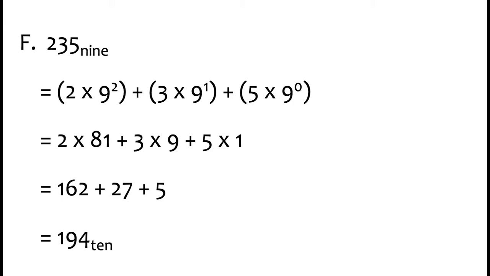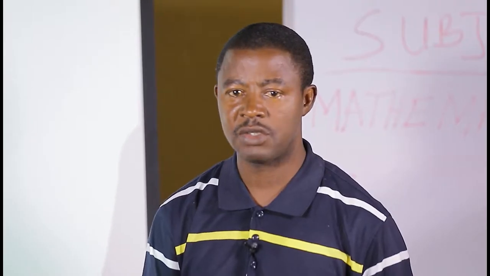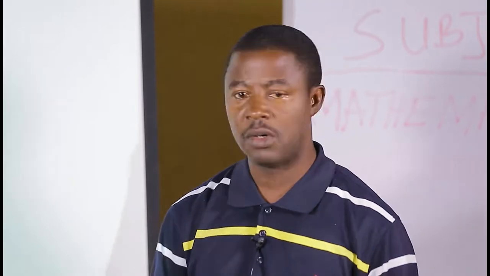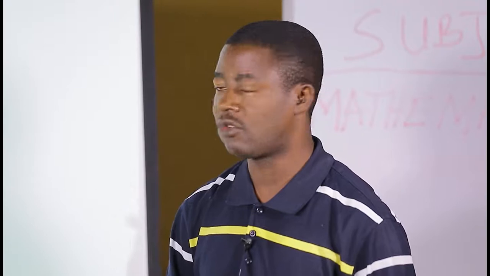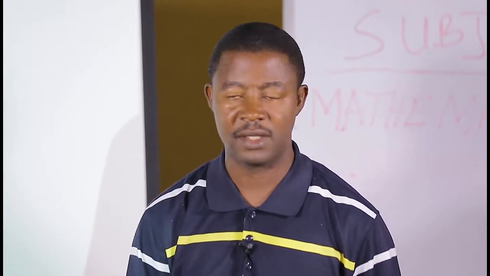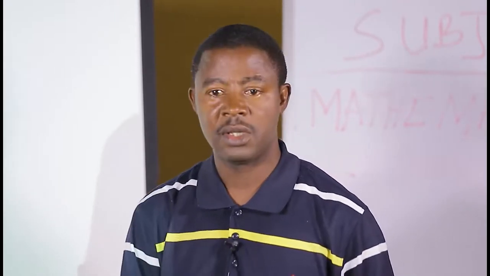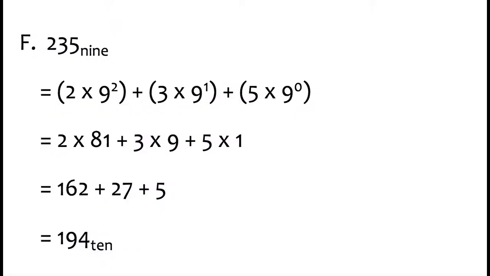2 times 9 squared. 9 squared is 9 times 9, which is 81. So don't be tempted to say 9 times 2 is 18. Many students are fond of making that mistake, and you earn a reduction in marks. So you should take note, 9 squared is 9 times 9, which is 81, plus 9 raised to the power 1 is 9, plus 5 times 1, because 9 to the power 0 is 1.